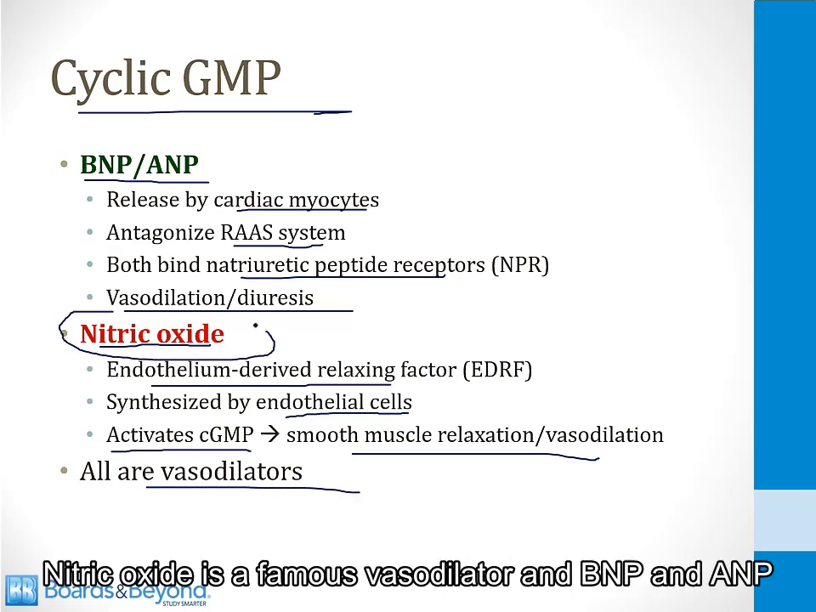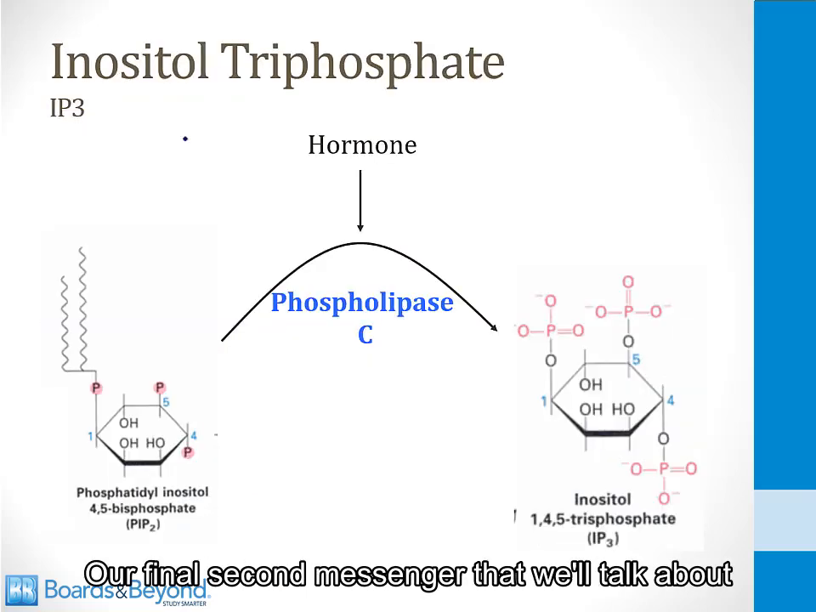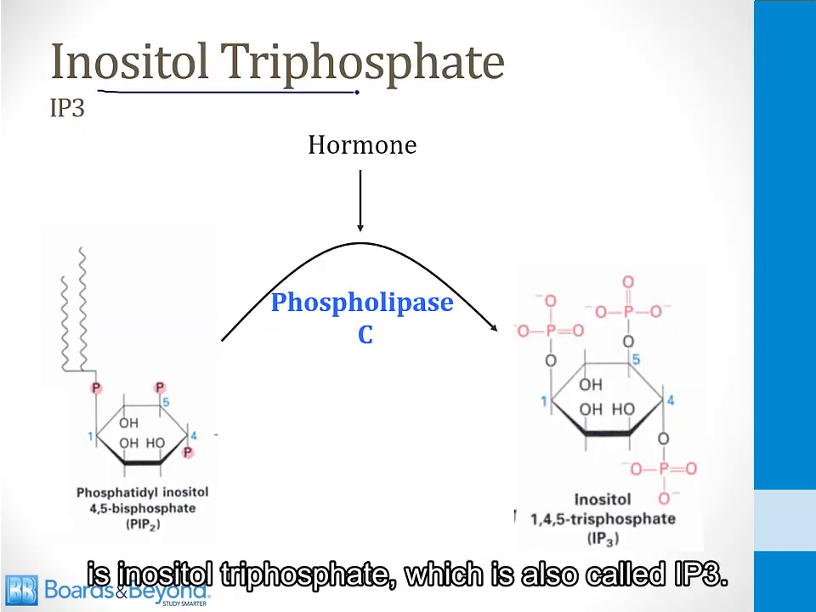Nitric oxide is a famous vasodilator, and BNP and ANP antagonize the RAS system, and therefore they are also vasodilators. Our final second messenger that we'll talk about is inositol triphosphate, which is also called IP3.